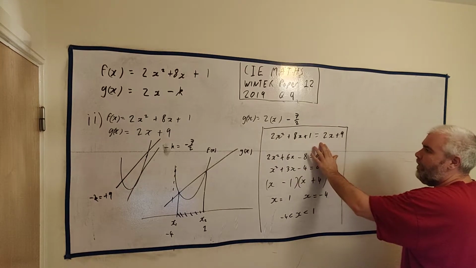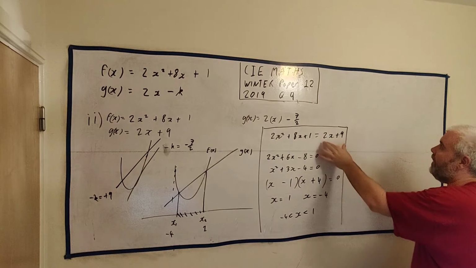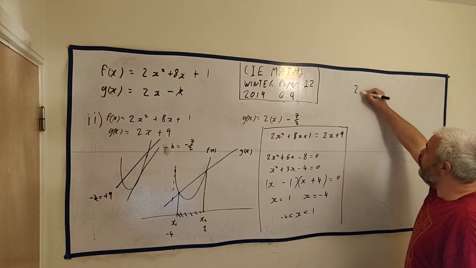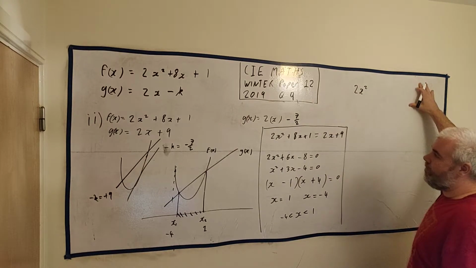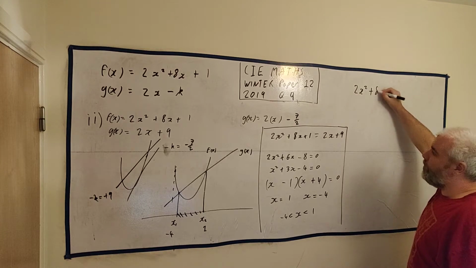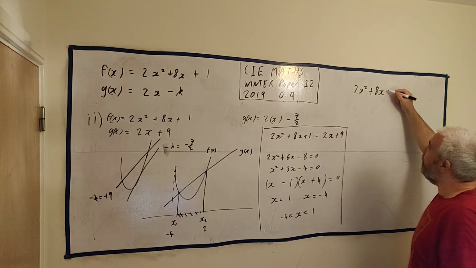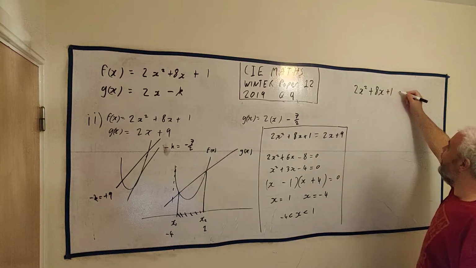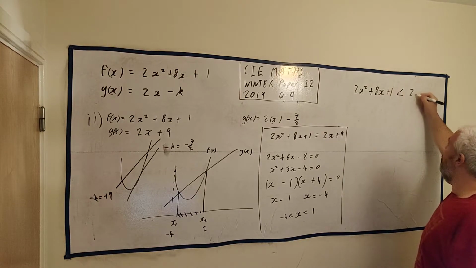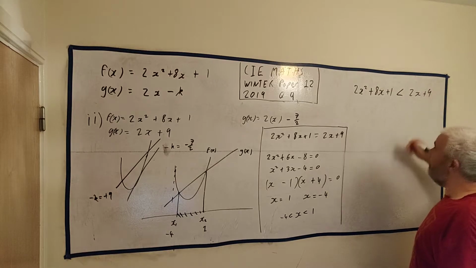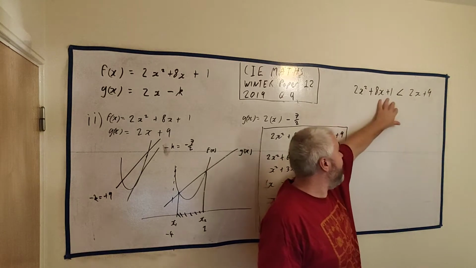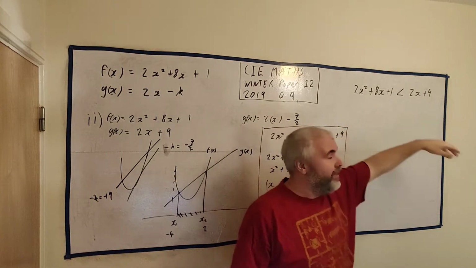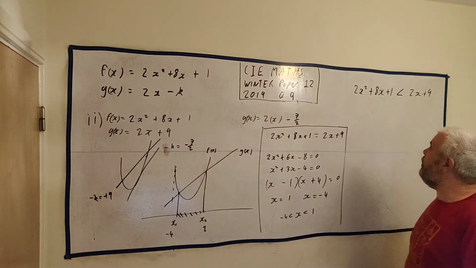So if we have this question here, f(x) and g(x), what they told us is, I realize it's harder to see over here, I'll try and write it big, 2x squared plus 8x plus 1 is less than 2x plus 9. Really, that's all they're asking us. So we can solve this without any pictures. It's just easier with a picture, to be honest.